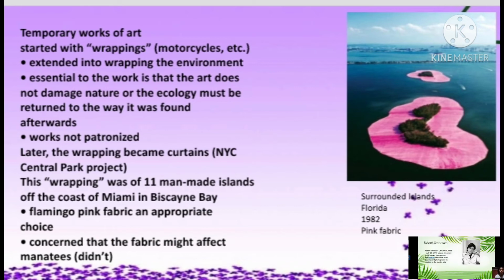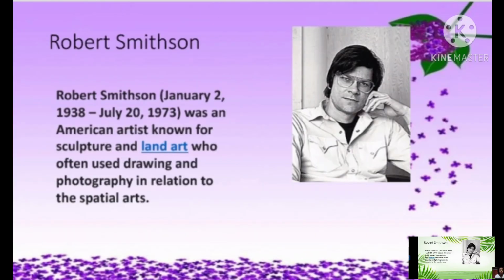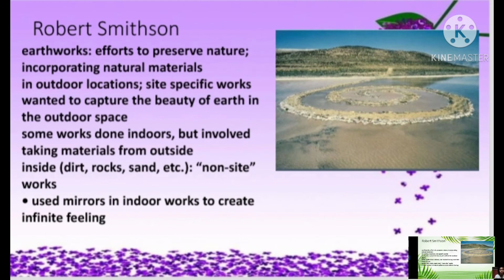Next is Robert Smithson. Robert Smithson is an American artist known for sculpture and land art, who often used drawing and photography in relation to spatial arts. Robert Smithson's earthworks were efforts to preserve nature, incorporating natural materials in outdoor locations. His site-specific works wanted to capture the beauty of the earth and outdoor space. Some work was done indoors but involved taking materials from outside. Dirt, rocks, and sand are the main materials used in indoor or on-site works. He used mirrors in indoor works to create an infinite feeling.